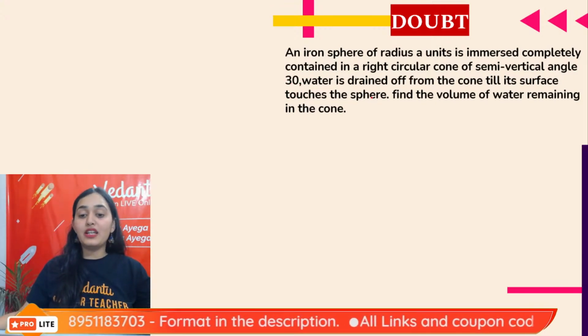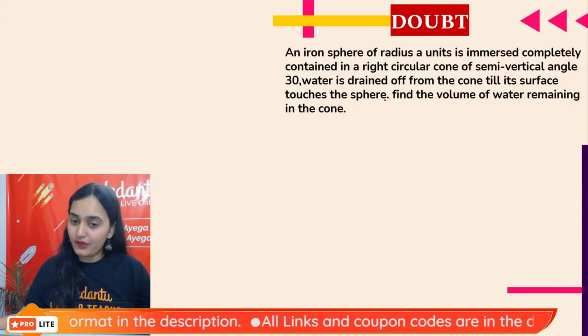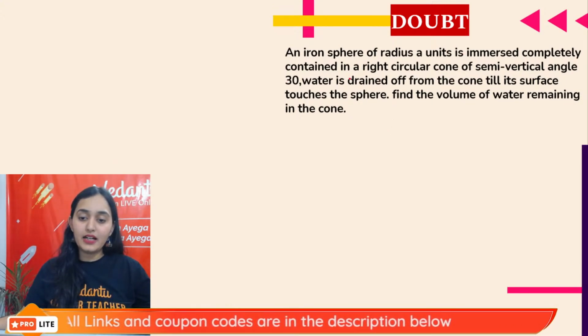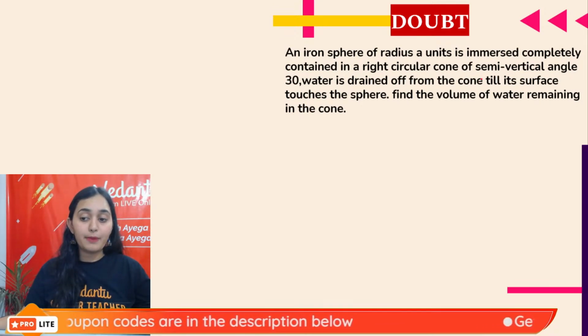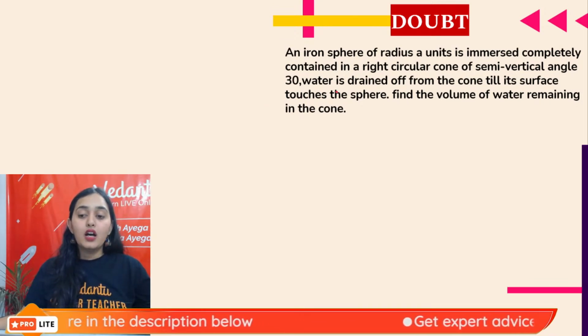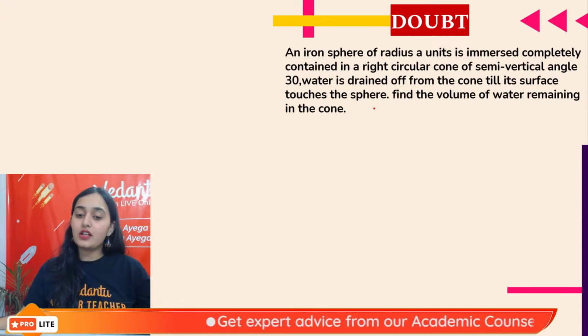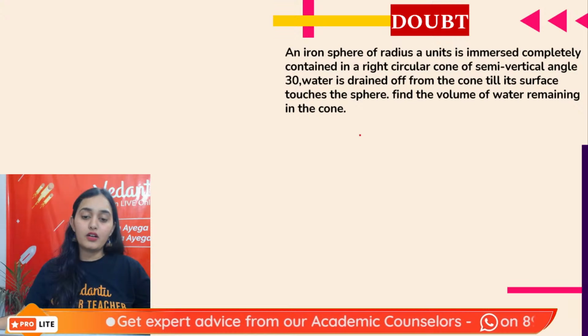Alright, the next question is based on surface area and volume. An iron sphere of radius A unit is immersed completely contained in a right circular cone of semi-vertical angle 30. Water is drained off from the cone till its surface touches the sphere. Find the volume of water remaining in the cone.